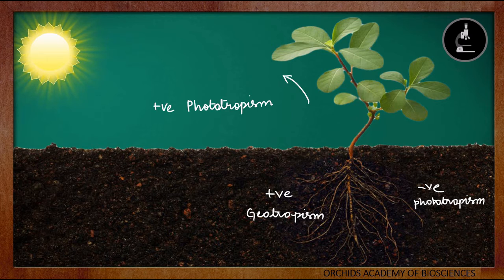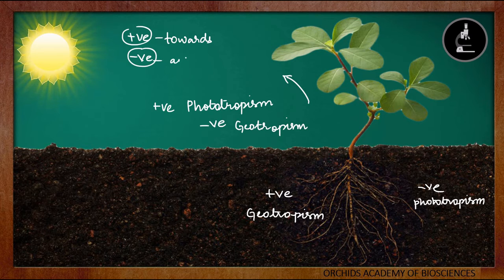Now, is the plant shoot growing towards the gravity, or is it going away from the gravity? It is going against the gravity. So we will say this is negatively geotropic, or showing negative geotropism. So something positive means going towards it, and negative means moving away from it. That is very simple. Let us learn about a few more tropisms.